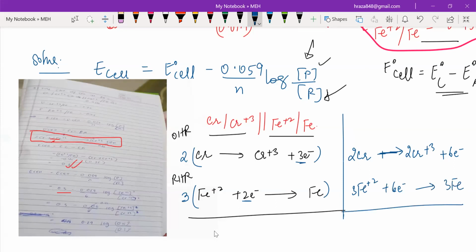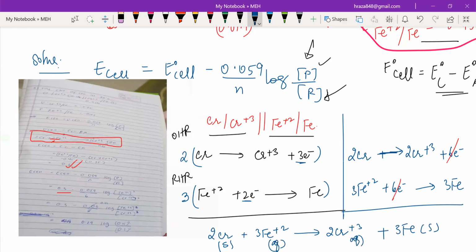Now if you are going to add it, you will be getting 2Cr plus 3Fe plus 2, and the electrons will be cancelled, right? The electrons will be cancelled since they are equal. Now you can see, if you move to this part, 2Cr plus 3 plus 3Fe. Now this is in solid and this is also in solid, and the ones which are ionic are equal, right? Yes, sir.